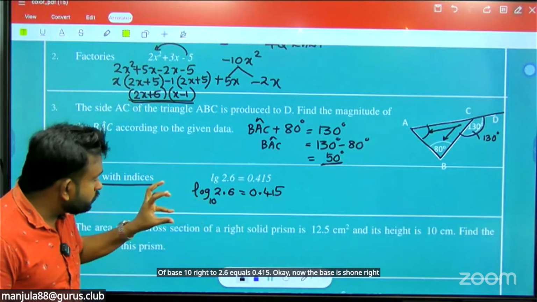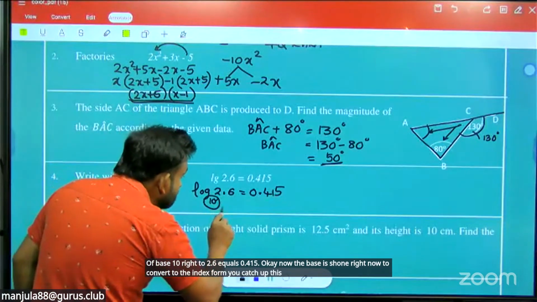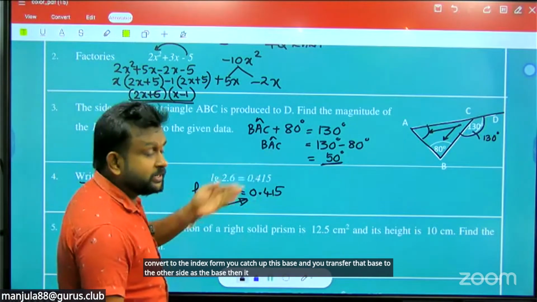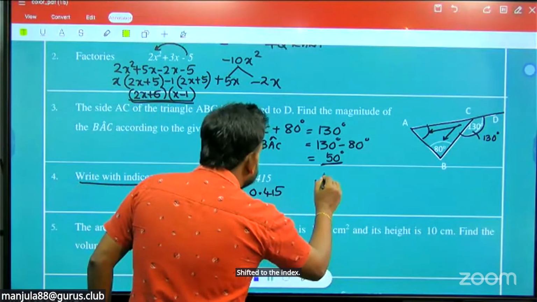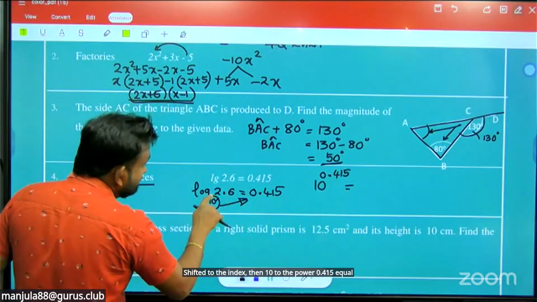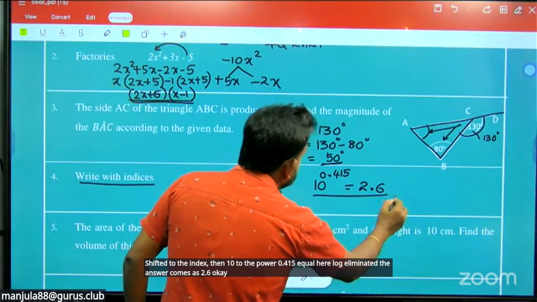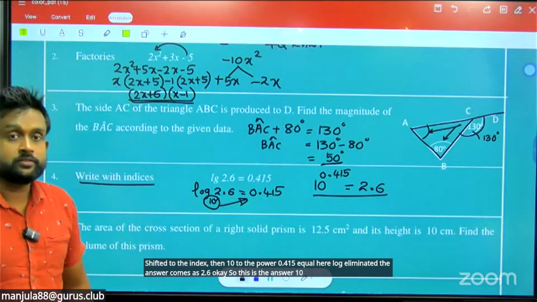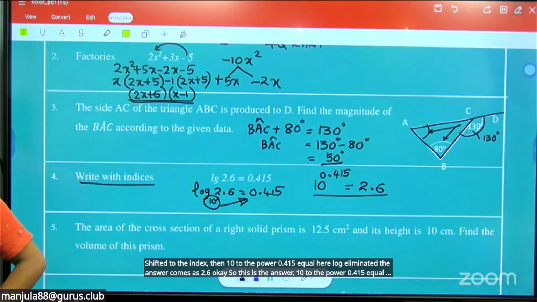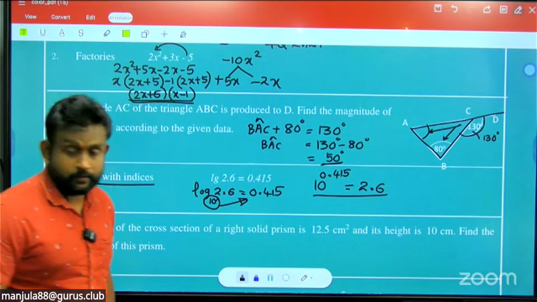Now to convert to the index form, you take this base and transfer it to the other side as the base. Then it shifts to the index: 10 to the power 0.415 equals, here the log is eliminated, the answer comes as 2.6. Okay, so this is the answer. 10 to the power 0.415 equals 2.6. Hands up those who got the answer. Right, well done.